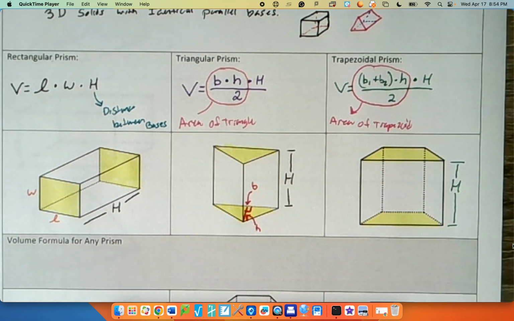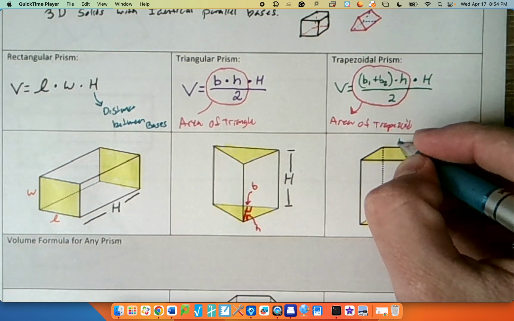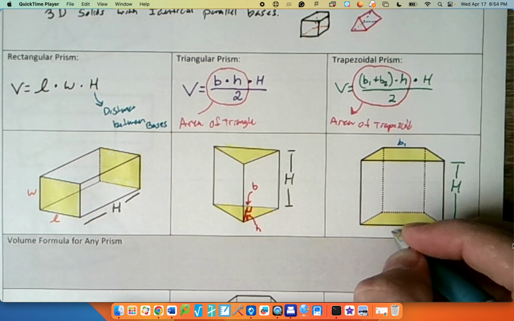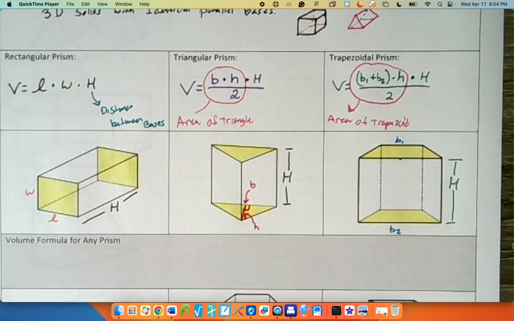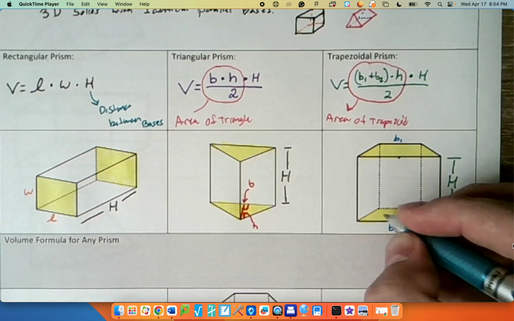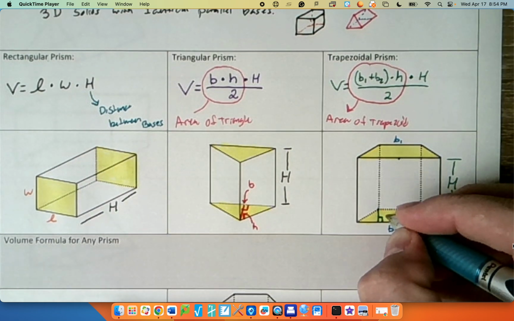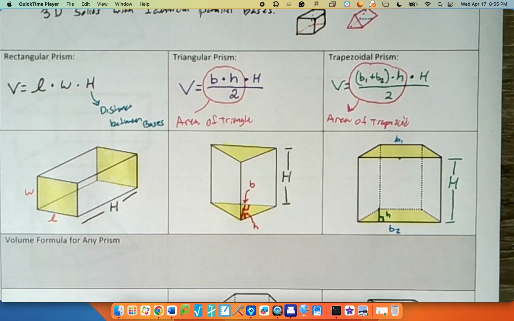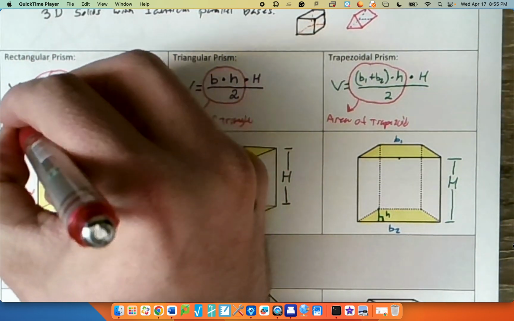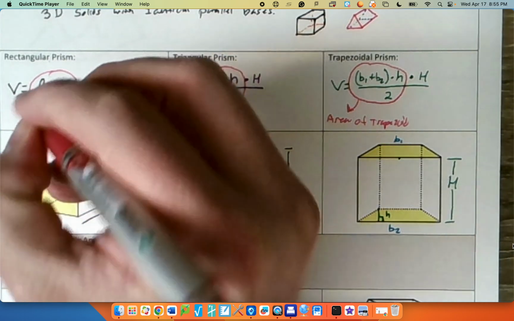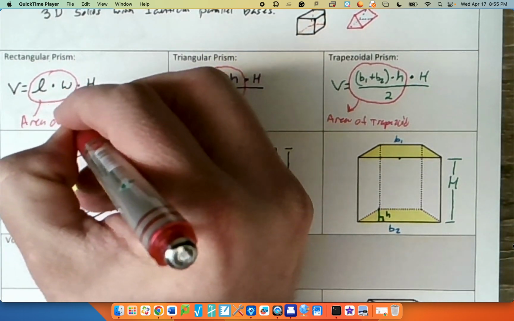I end up with this one, base 1, base 2, which is the same as this side right there as well. It's just a little hard to write it. And then need my height for my trapezoid right there, big height. That's all it is. I didn't circle it, but I want to go back. Length times width, that's just another way to find the area of a rectangle.